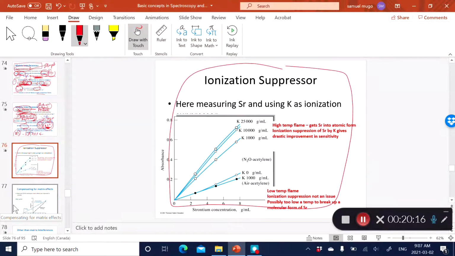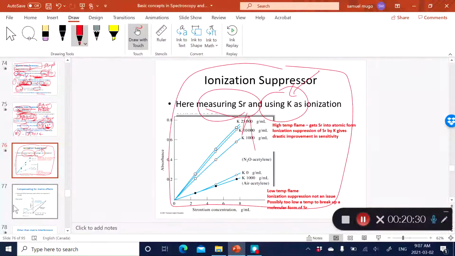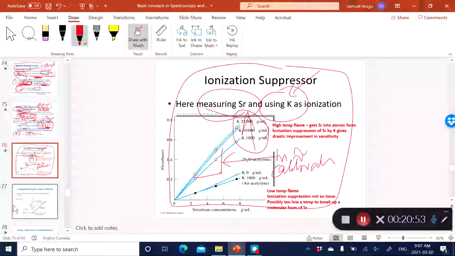For example, in this slide, you're trying to measure strontium, and you're adding potassium. As I said, it is an alkali metal. It's fairly easily ionized. As you can see, as you increase the concentration of potassium that you spiked, you can see how steep your calibration is becoming. And as you well know, the slope of a calibration is equivalent to calibration sensitivity, meaning that your method is becoming a lot more sensitive, because of the spike of potassium, which, as I said, is an ionization suppressor.